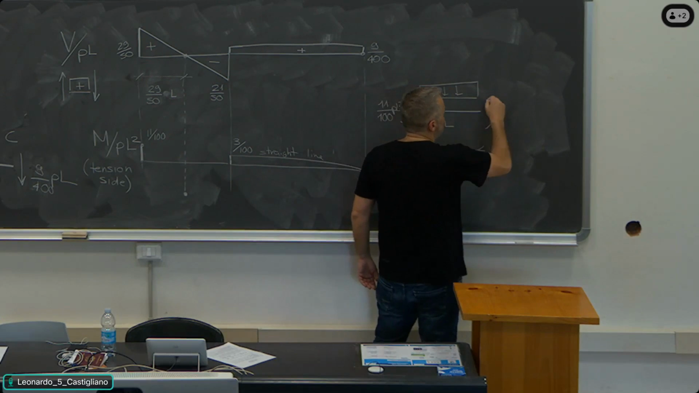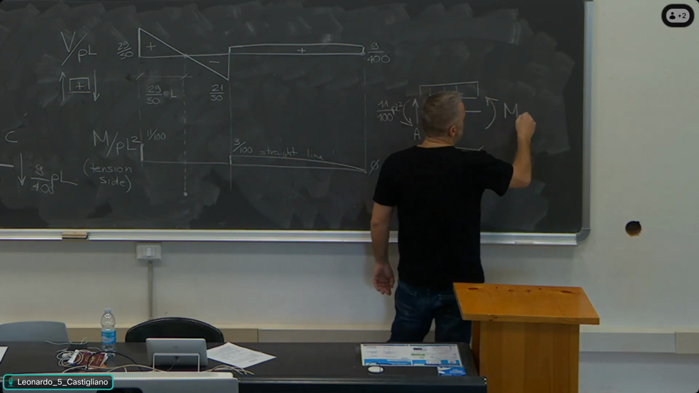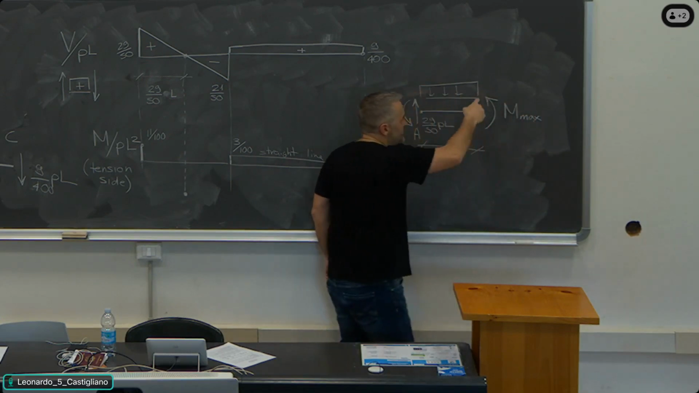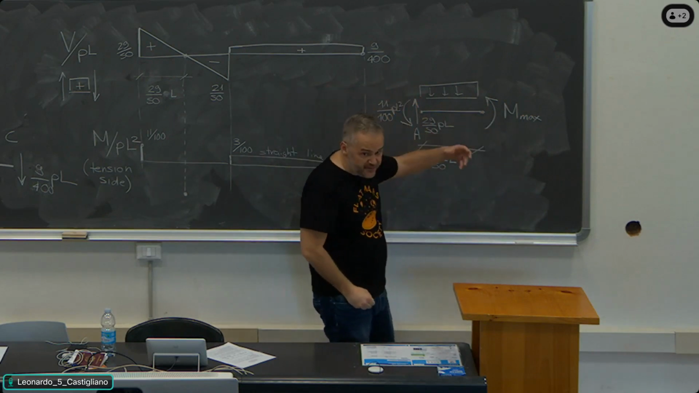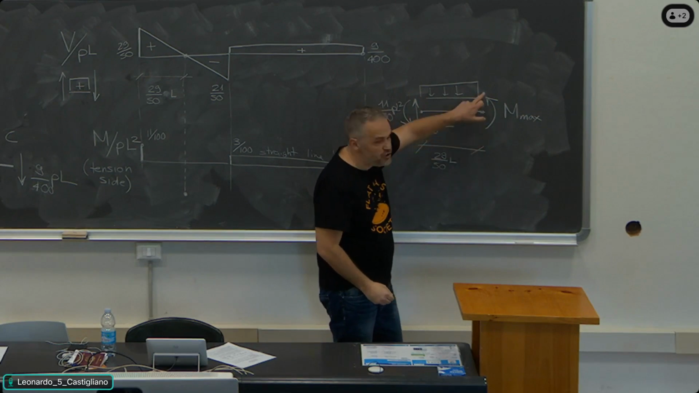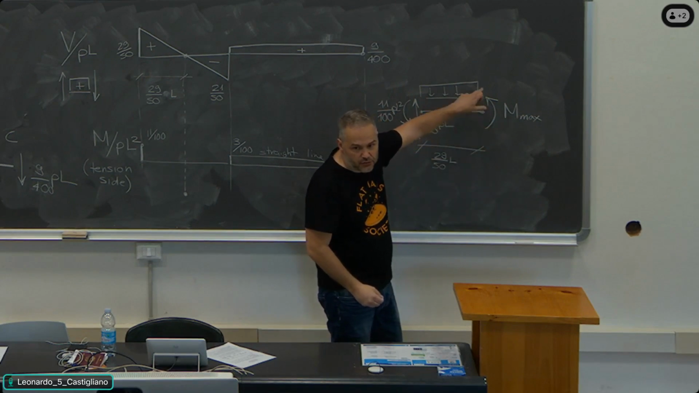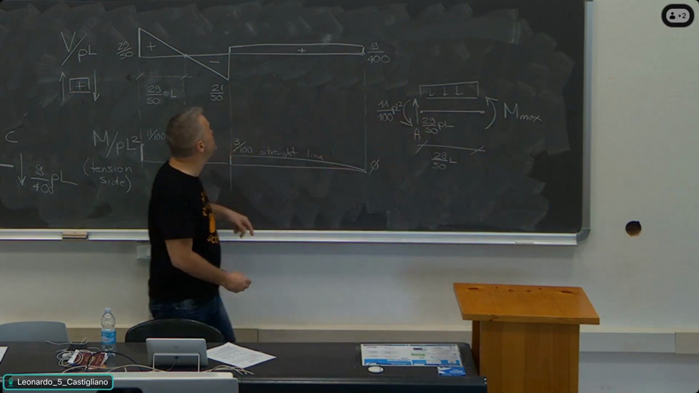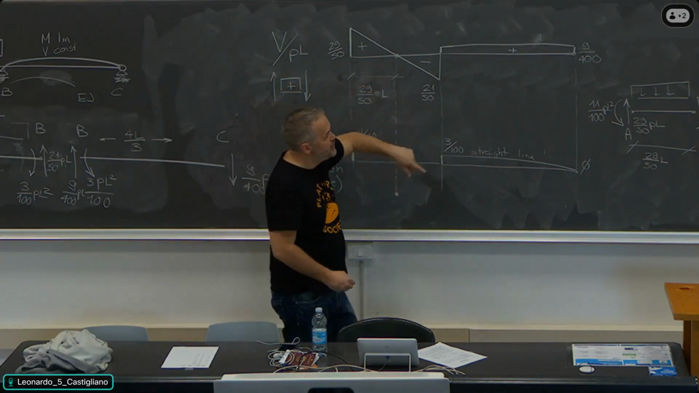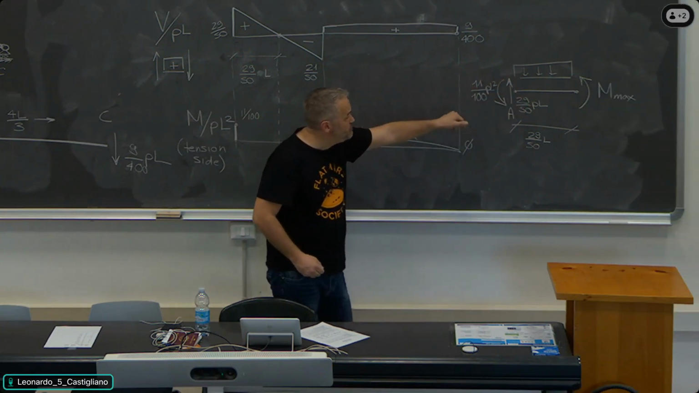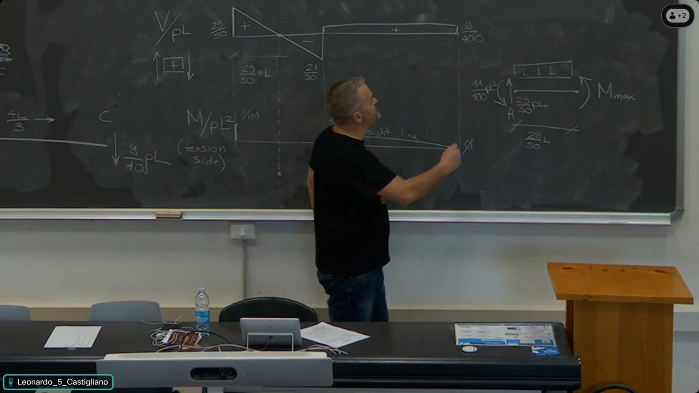And here, what I will have is the maximum bending moment. That's the internal force I'm interested in because it's relevant for the design. Do I have a shear force here? Why don't I mark a shear force? Because this point is exactly the point where the shear force is 0. Okay? So by writing equilibrium on this small portion of beam, I get the value of the maximum bending moment.